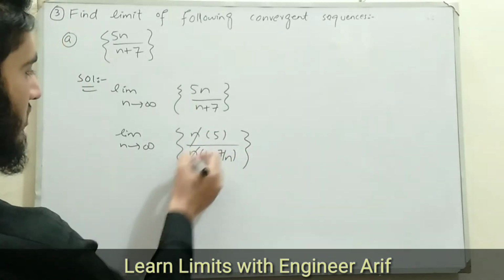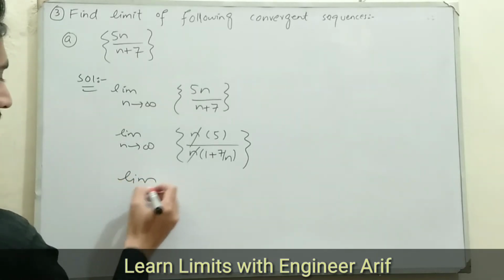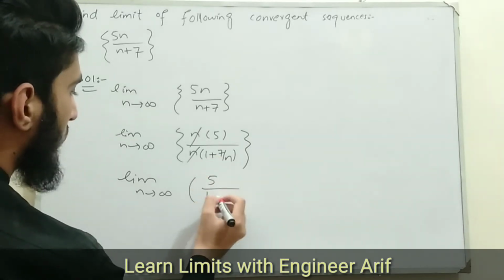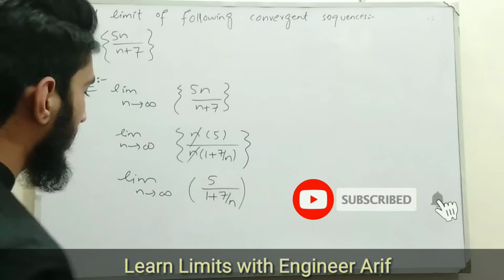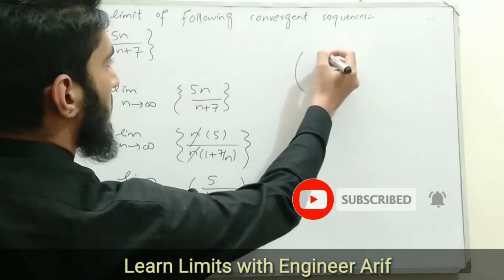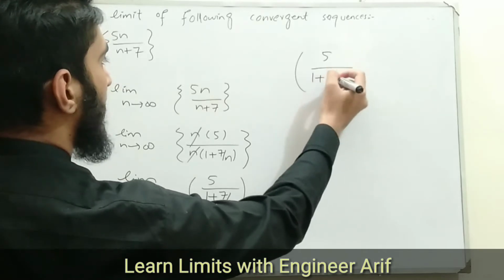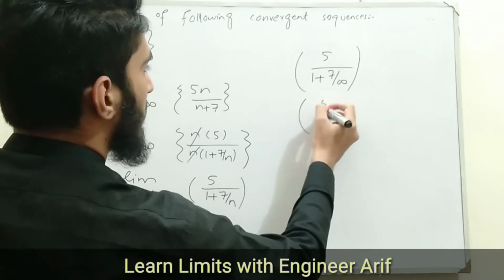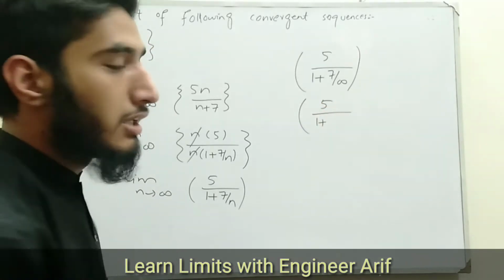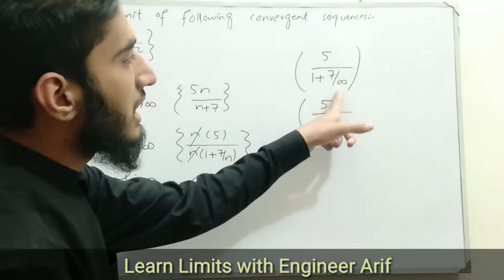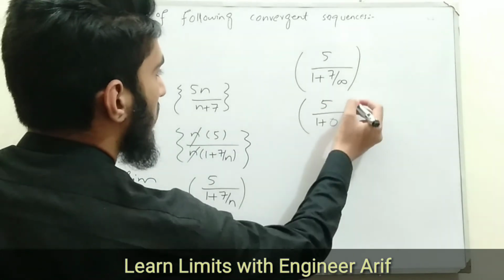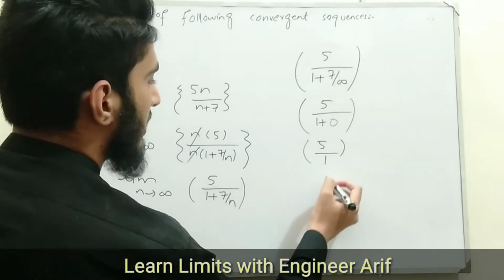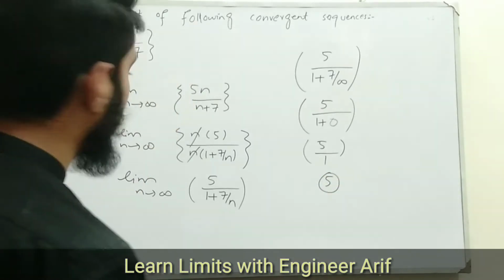Now after this, n is cancelled out with n, so we are left with limit n approaches infinity. In the numerator we are left with 5, and in the denominator we are left with 1 plus 7 divided by n. Now applying the limit, it becomes 5 divided by 1 plus 7 divided by n. n is infinity, so put infinity in place of n. So it becomes 5 divided by 1 plus. In the previous video, we learned that something divided by infinity gives us the value 0. So here the result will be 0. So it becomes 5 divided by 1 plus 0, which gives us 1. And 5 divided by 1 gives us the result 5. So the answer to part A of question number 3 is 5.